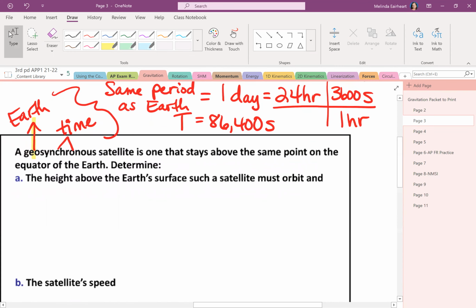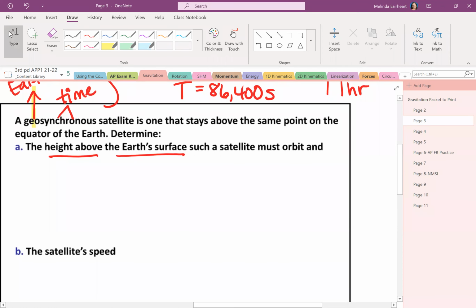All right, and then it says at the same point of the equator of the Earth, determine two things: the height above the Earth's surface, such that this satellite must orbit. Notice, height above Earth's surface, not center, height above the surface. And then what's the speed of that satellite? And so how are we going to do that? We need to keep our derivation going.